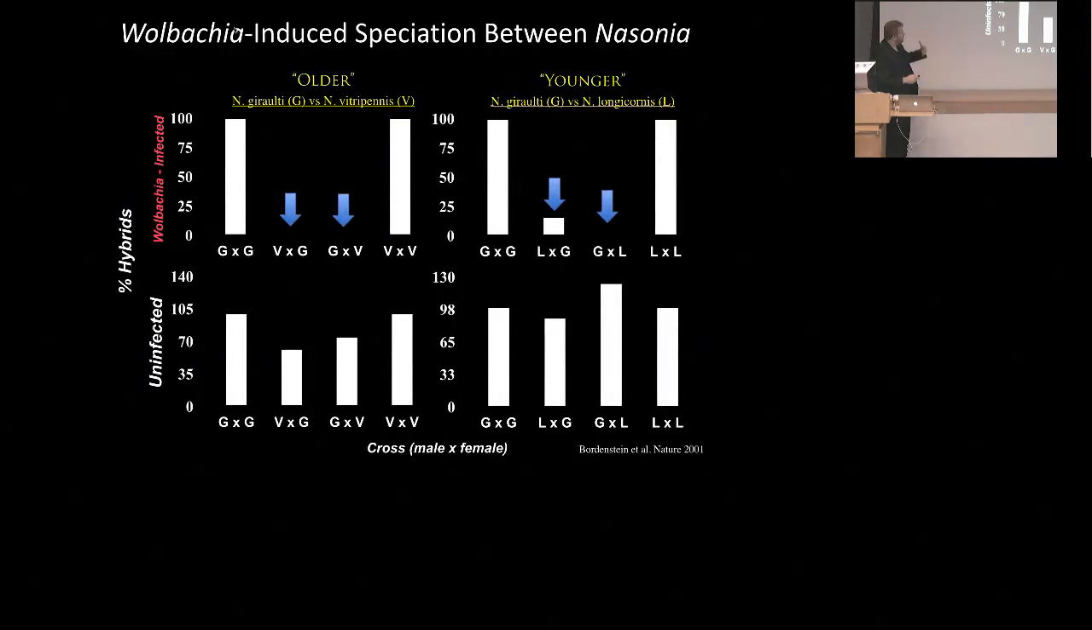This culminates in what I hope is a simpler story, which is that the older species pair and the younger species pair both have a significant amount of reproductive isolation caused by Wolbachia. So here we take giraulti, cross it to itself, vitripennis, cross it to itself, and then we do the interspecific crosses, and we show that there are very few hybrids that are produced. Actually, no hybrids are produced in the older species pair, and very few hybrids are produced in the younger species pair. But once again, when we antibiotically cure the Wolbachia infections and redo these crosses, all of a sudden hybrid production comes way back up. So the speciation event of giraulti and vitripennis or giraulti and longicornis is primarily due to these Wolbachia infections that cause this reproductive incompatibility. So now we're moving away from the eukaryotic-centric view of reproductive isolation to now some evidence for a symbiotic view of reproductive isolation.